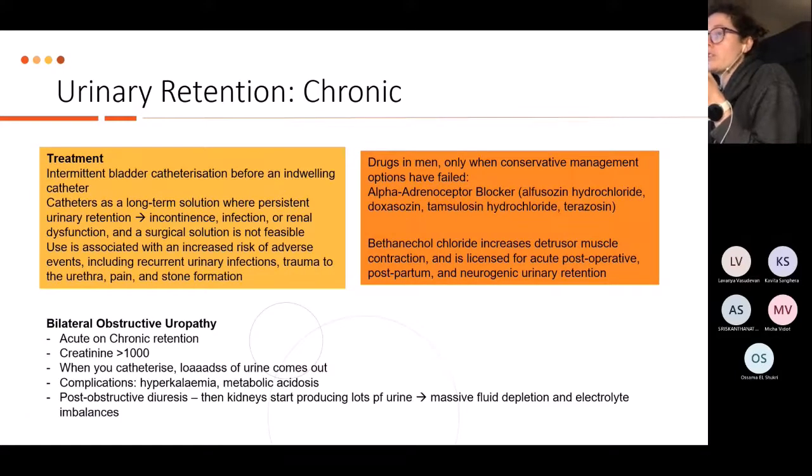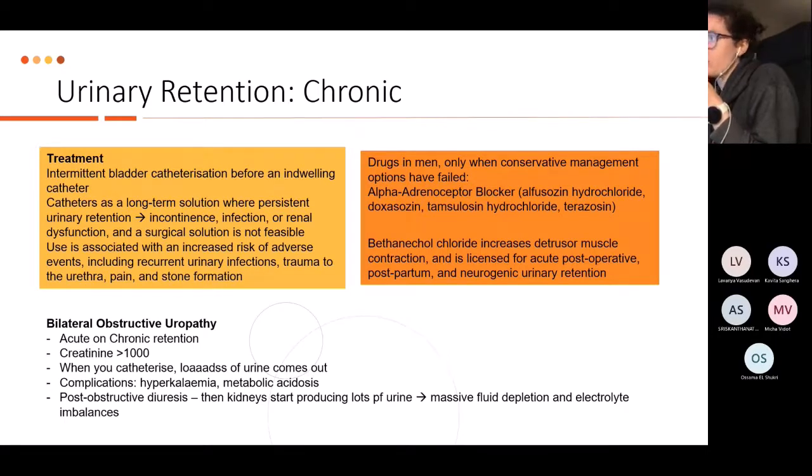Treatment: you start with intermittent bladder catheterization before going to an indwelling catheter, before considering, say, a suprapubic catheter. The reason is that there are a lot of risks involved with catheterization. So you've got infection, trauma, pain, stones, and often it gets a lot more difficult as you progress through. So you want to try and minimize the amount of catheterization someone experiences, but inevitably they'll probably have to have one permanently after a while.